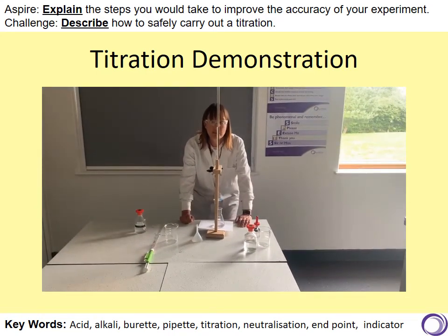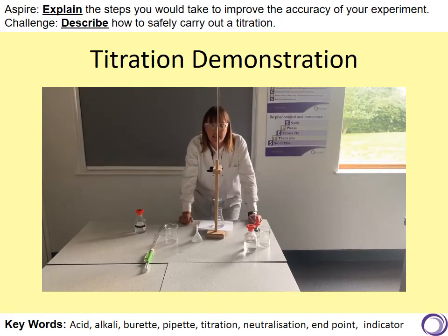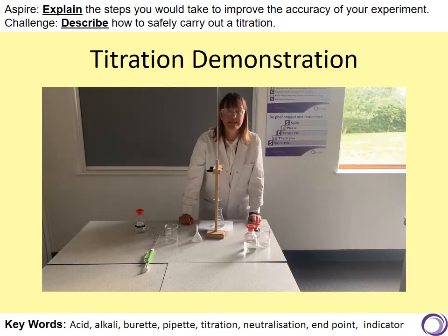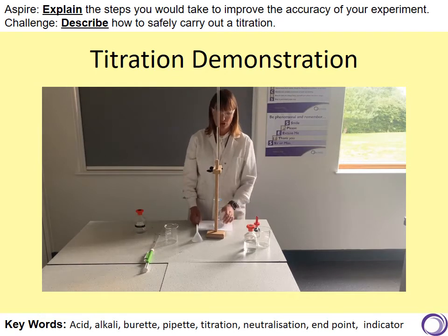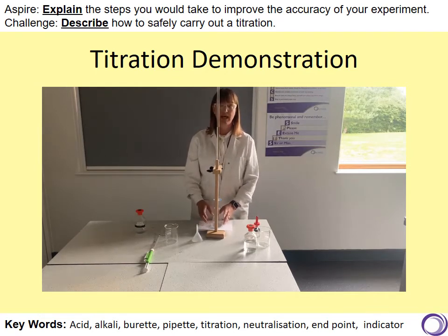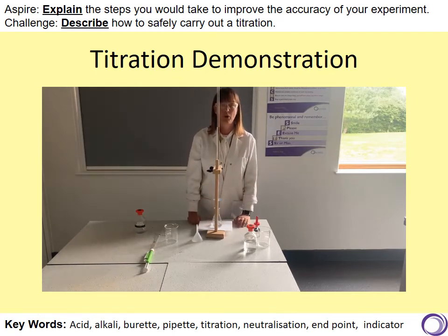And my result this time, again looking at eye level and reading to the bottom of the meniscus, is 22.8 centimetres cubed. I'd then repeat this until I got two concordant results. Concordant results are results that are within 0.1 centimetres cubed of each other.